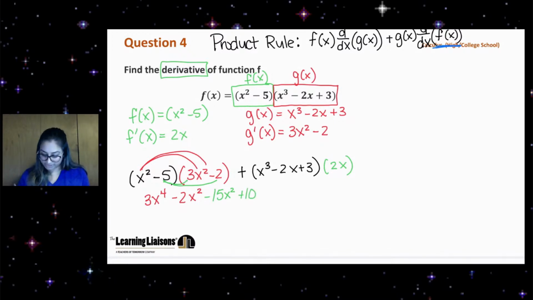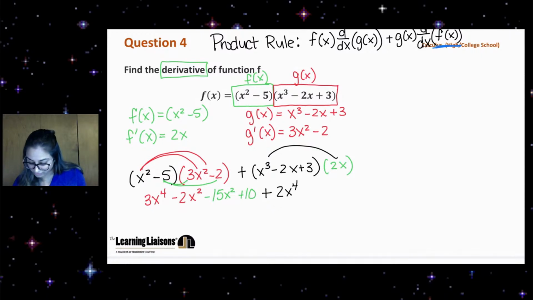All right, keep going. Don't forget your addition sign. 2x times x cubed is 2x to the 4th. 2x times negative 2x is negative 4x squared. And 2x times 3 is positive 6x.